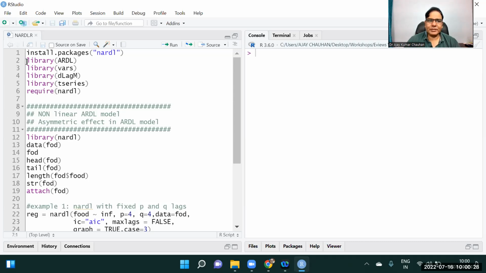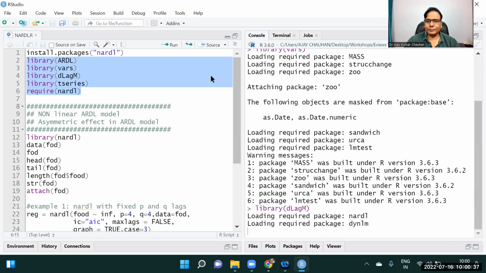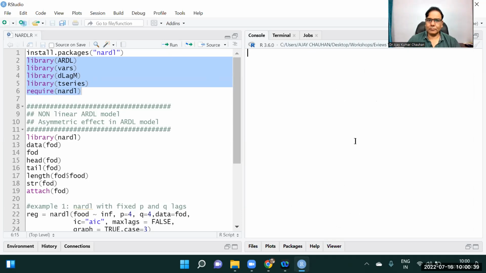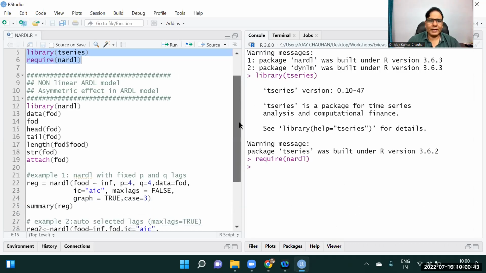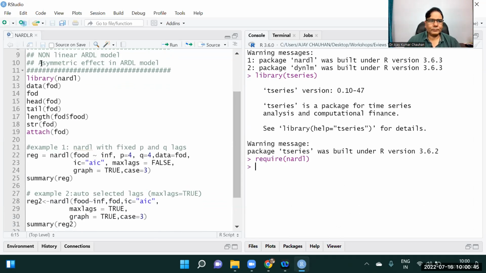So I am using these packages. After that, I'm going to apply an NARDL model. The data I'm using is Ford.